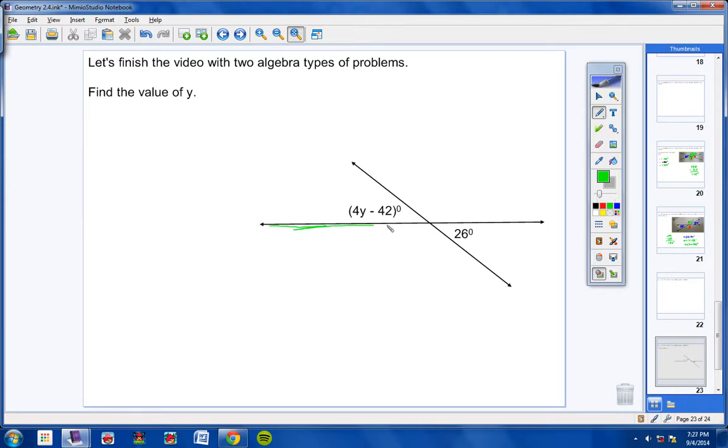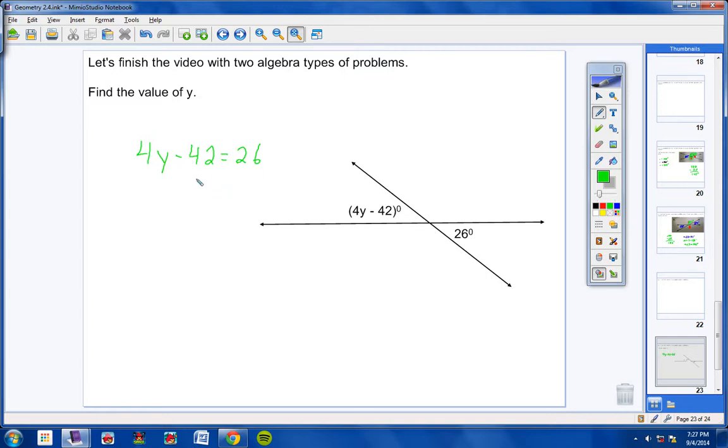Now look, this is a straight line. Whenever you have two lines that are intersecting, the angles that are across from each other are called vertical angles. They are congruent. So if they're congruent, then why could I not take 4y minus 42 and set it equal to 26? I can do that. And now let's solve for y, okay?